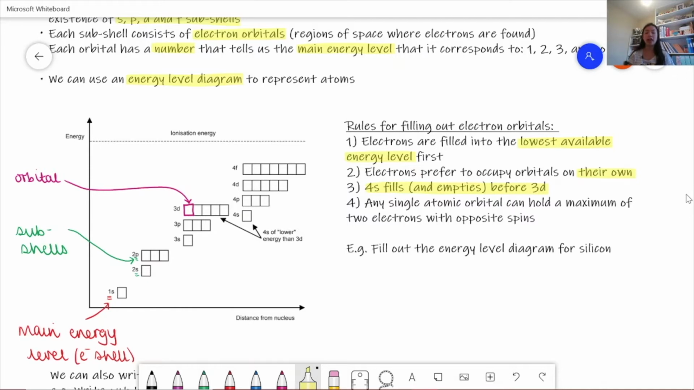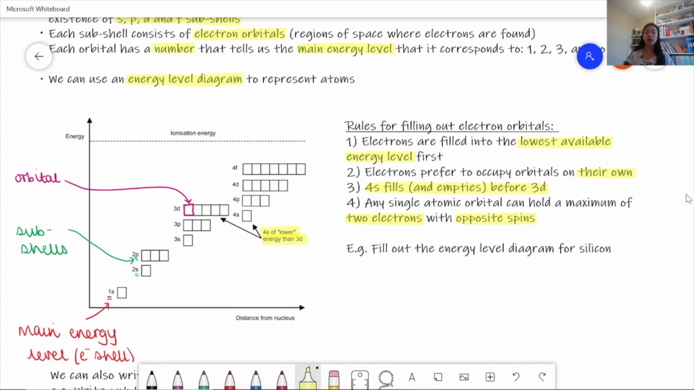If we look back at the energy level diagram, the 4s orbital is actually of a lower energy than the 3d subshell, and that's why 4s gets filled before the 3d subshell. Finally, any single atomic orbital can hold a maximum of 2 electrons, and they have to have opposite spins. What we mean by opposite spins is that one will spin clockwise, whilst the other one will spin anti-clockwise.